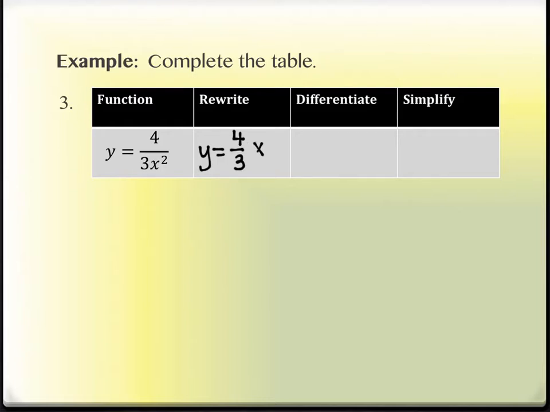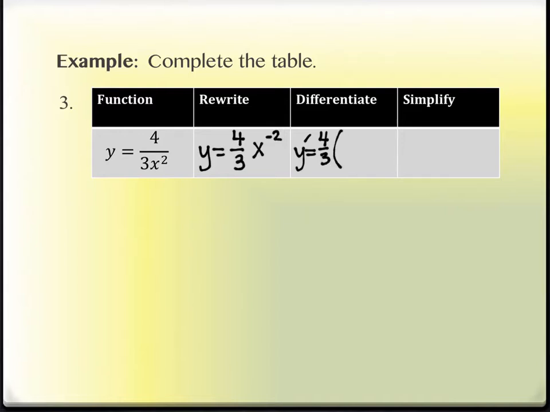So you can write it out to the side if you'd like, or you can actually put it in the numerator with the 4 if you'd like. It doesn't matter. But it's x to the negative 2 instead. And that actually becomes something that we can work with the rules that we have already. So the constant multiplier says that we leave the 4/3. This is y prime.